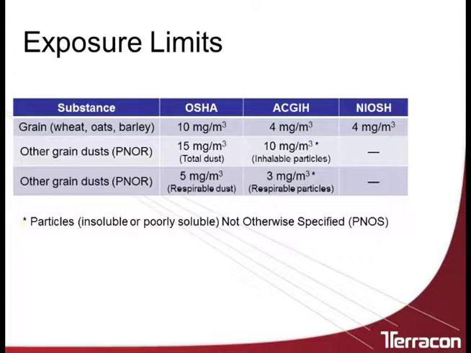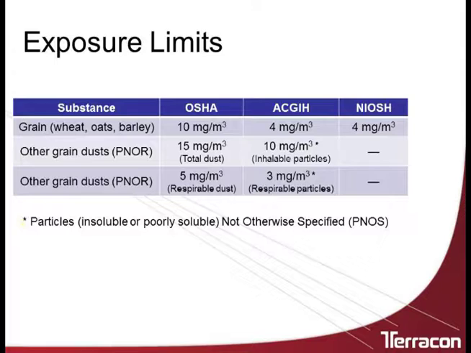And just to give you kind of a flavor for the differences in these, if we're looking at grain, typically OSHA does have a different standard for certain grains. So if you're dealing with wheat, oats, or barley, OSHA has an exposure, and this is actually total dust, if you want to call it total grain dust, of 10 milligrams per cubic meter. You'll notice that the ACGIH and NIOSH have lower exposure limits. Again, this is the mandatory, these are the recommended.